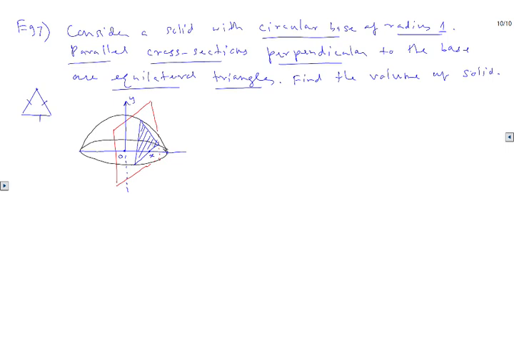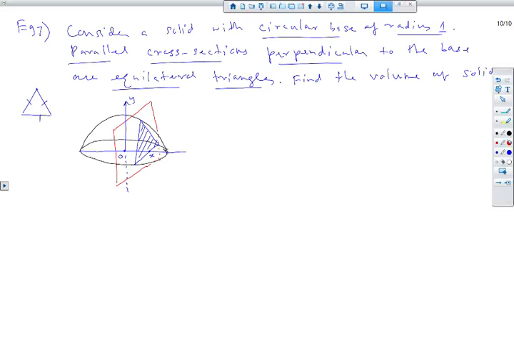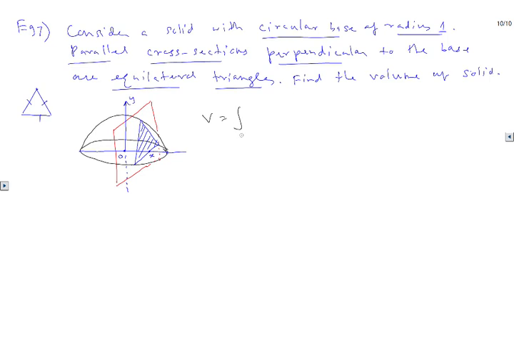So we can still use the same formula. What's the formula we're trying to do? V equals the original formula. It's a circle of radius 1, so it's going to go from -1 all the way to 1. Then we need to find the typical area dx, so we use the general formula, equation number 1. We need to find the area of a cross section. It's a triangle, so we need to find the height.